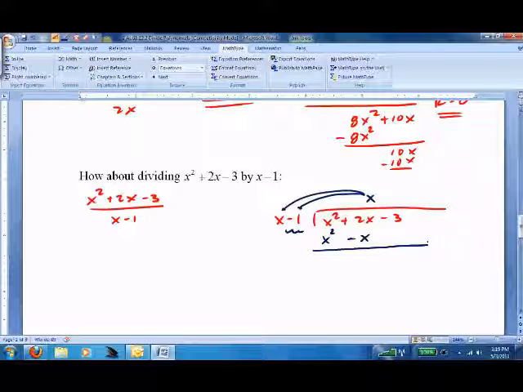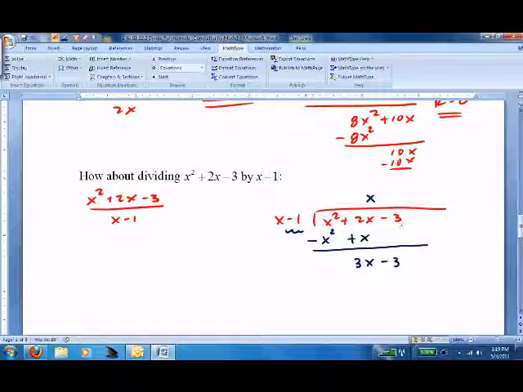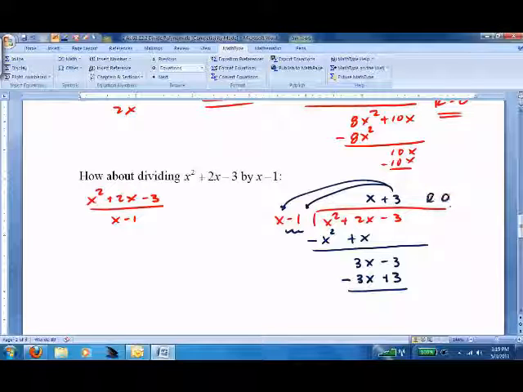Now remember, we subtracted, so I have to subtract everything. So negative, positive. X squared minus x squared is gone. 2x plus x is 3x minus 3. I'm going to erase my little arrows. What times x is 3x? Plus 3. Multiply it just to see how I did. 3 times x is 3x. 3 times negative 1 is negative 3. I'm subtracting it, so negative, positive, remainder is 0, which we don't actually need to write. So when I divide these, I get x plus 3.